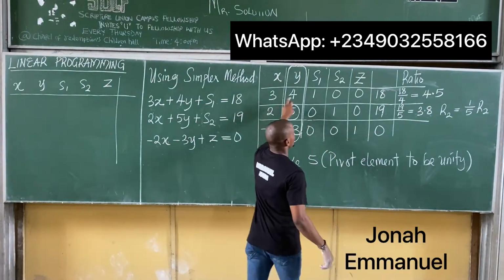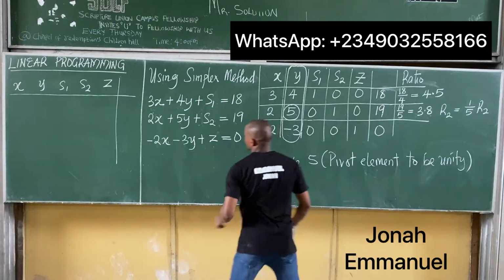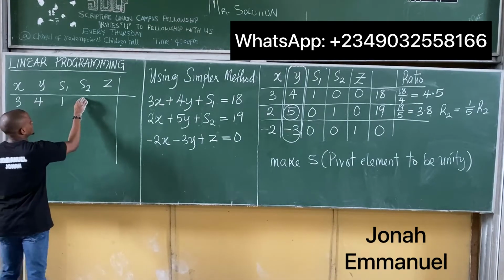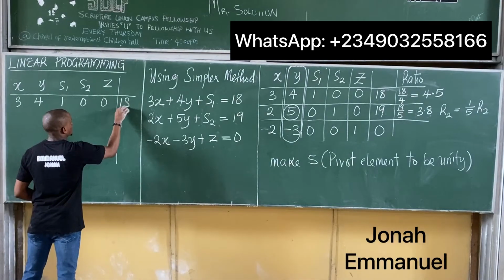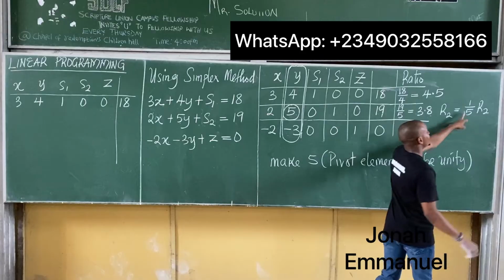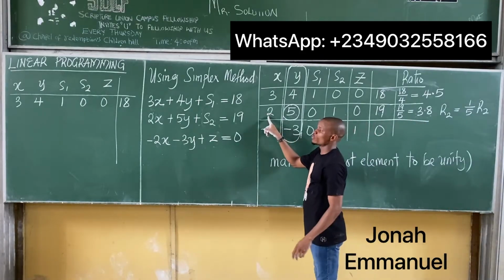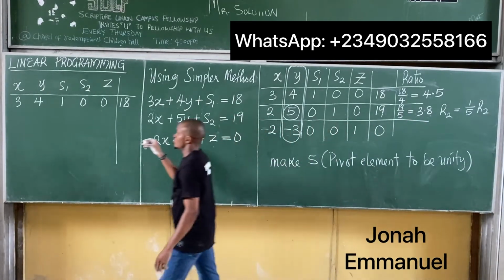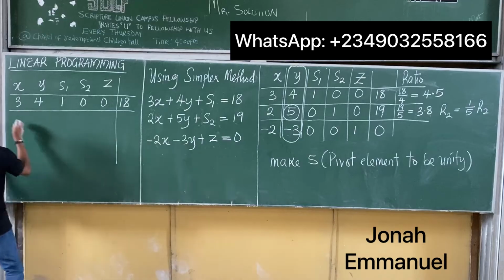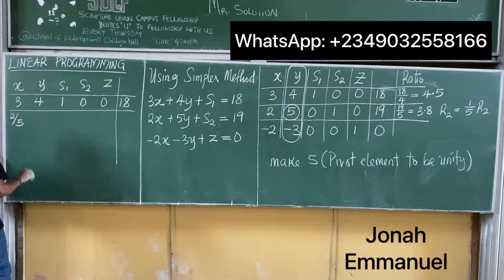So I have 3, 4, 1, 0, 0, 18. Row 2, they said divide all of row 2 by 5. So it becomes 2 times 1 over 5. What do you get there? 2 over 5. So I have here 2 over 5.